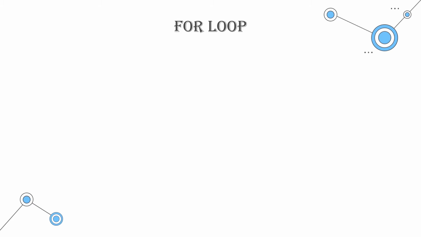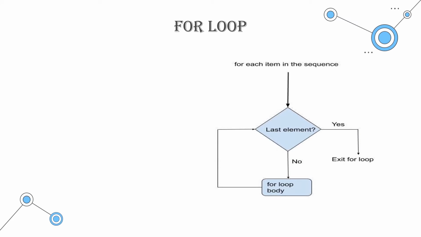Now let's see the flowchart of the for loop. For each item in the sequence, first it will check the condition whether it is the last element or not. If not, then it will execute the body of the for loop. So the loop continues until we reach the last item in the sequence.